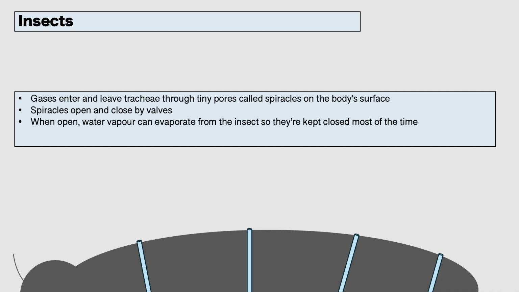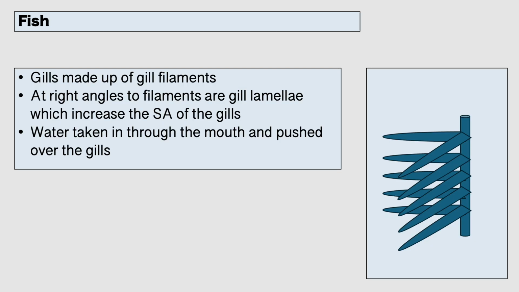Gases enter and leave the tracheae through tiny pores called spiracles on the body's surface. The spiracles open and close by valves, and when open, water vapour can evaporate from the insect, so they're usually kept closed. Now, fish have a very efficient gas exchange system to obtain the maximum amount of oxygen from the water into the blood.